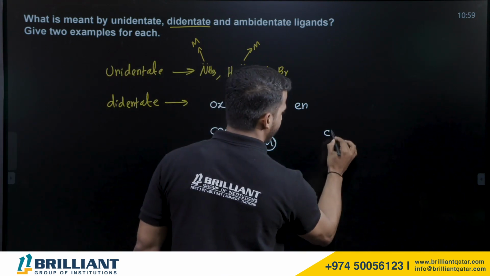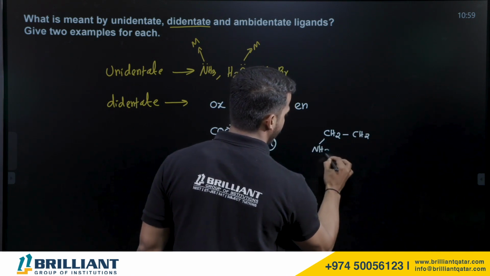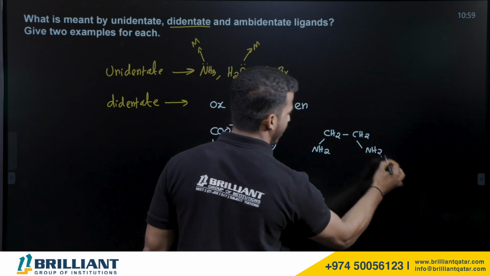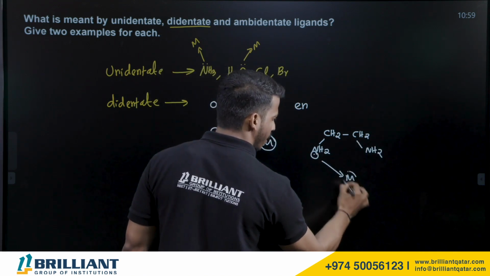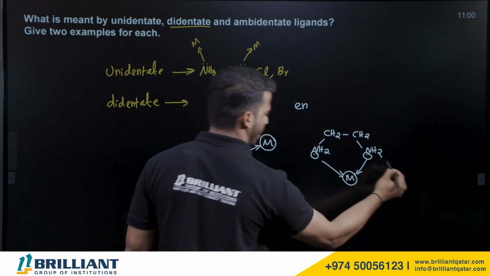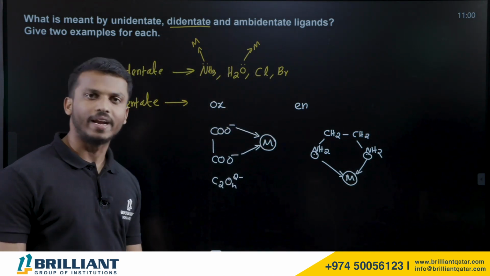En, what is en? Ethylene, you know, ethylene CH2, CH2. Diamine means NH2, NH2. This is called ethylene diamine. By using the nitrogen lone pair, it can make a bond with a metal atom. By using the other lone pair, another metal bond, like a sigma bond, a coordinate bond. See, so this is called a bidentate ligand.